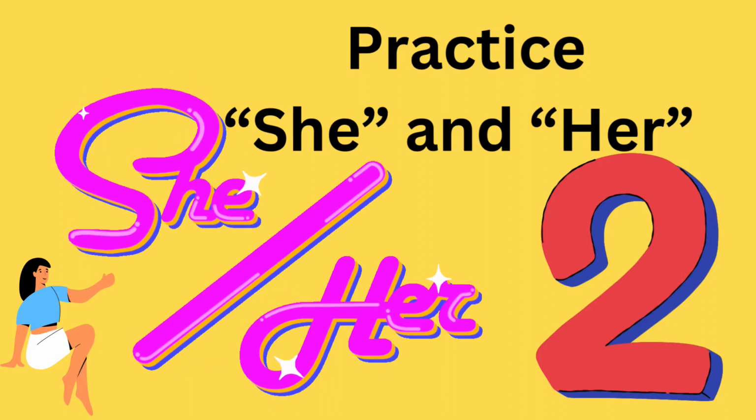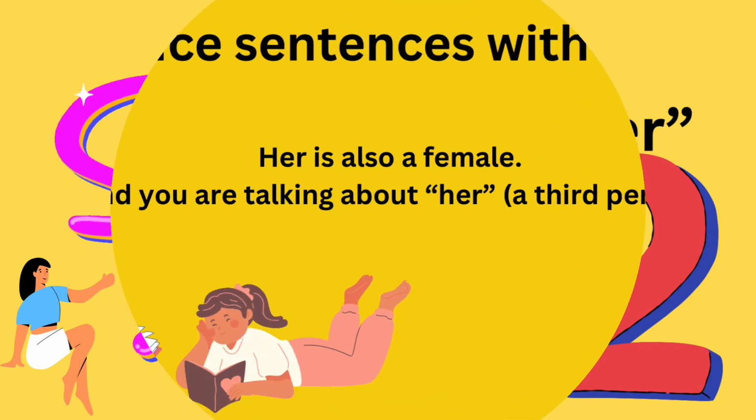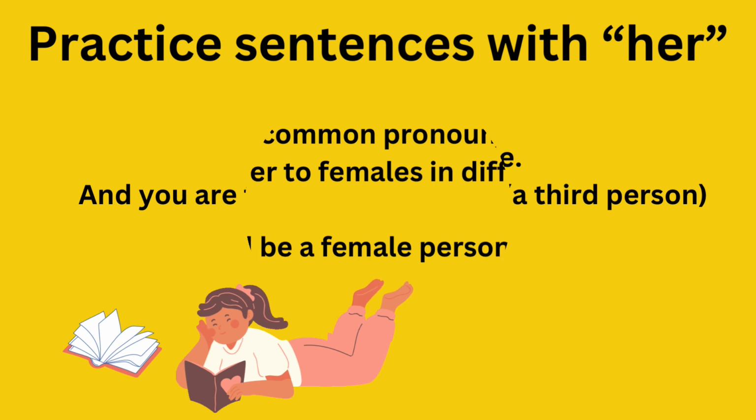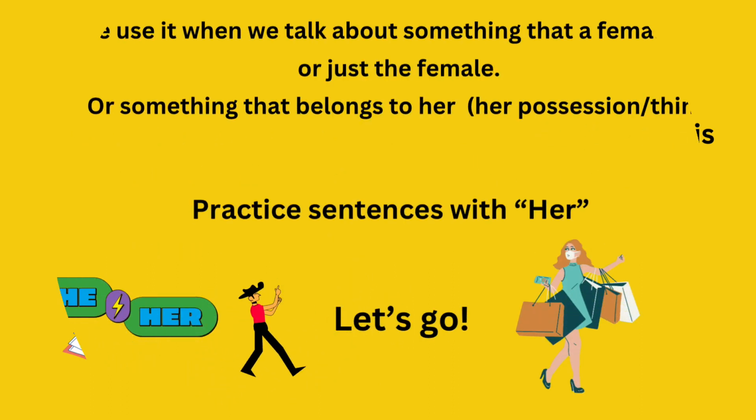Practice she and her, part 2. Today we're practicing sentences with her. Her is also a female. And you're talking about her, a third person. Her is a very common pronoun in English and is used to refer to female in different ways. Her could be a female person or an animal.